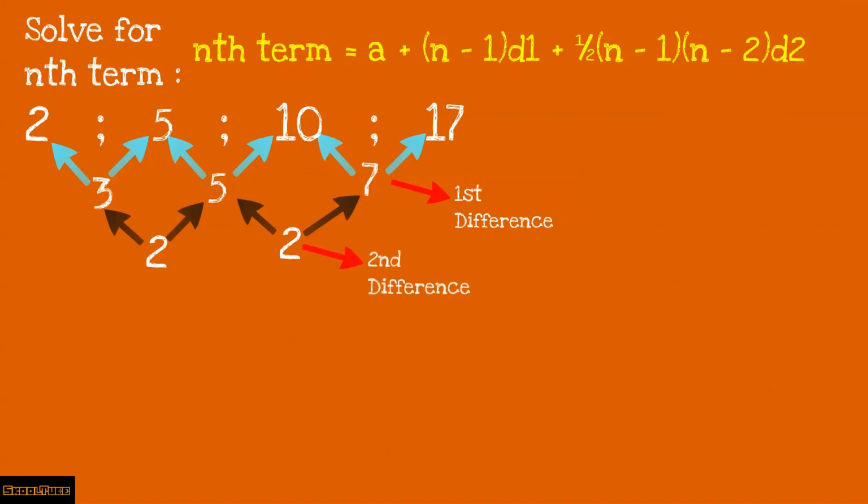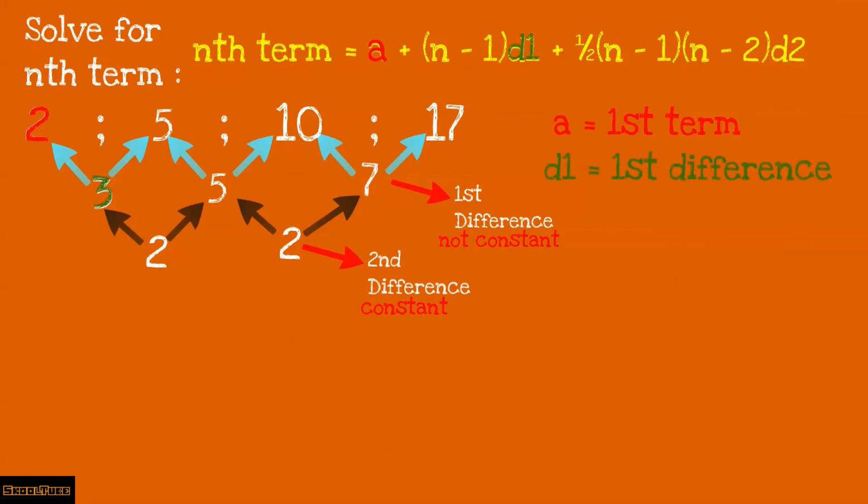Now guys, the reason we had to find the second difference was because the first difference was not constant, and we found the second difference, and this is constant. That is why our sequence is a quadratic sequence. So now, in the place of a, we can put 2, because a is our first term. D1 is our first difference, so we can substitute it with 3. D2 is our second difference, so we can substitute it with 2.